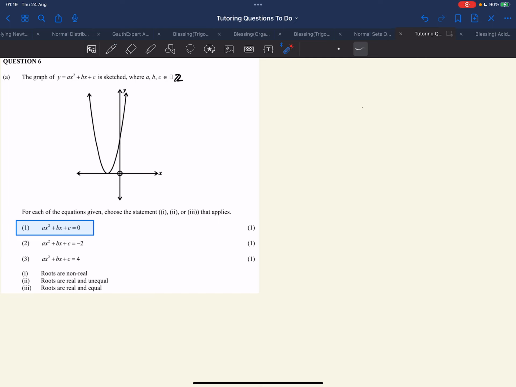Now we're going to first start with number one, which is I. If you look at number one, it's ax squared plus bx plus c, which is basically the graph that we are given there. Now the statement that we need to choose is the one that matches question one. Now look at this function. Can you see that this function only touches the x-axis once? It doesn't cut the x-axis twice.